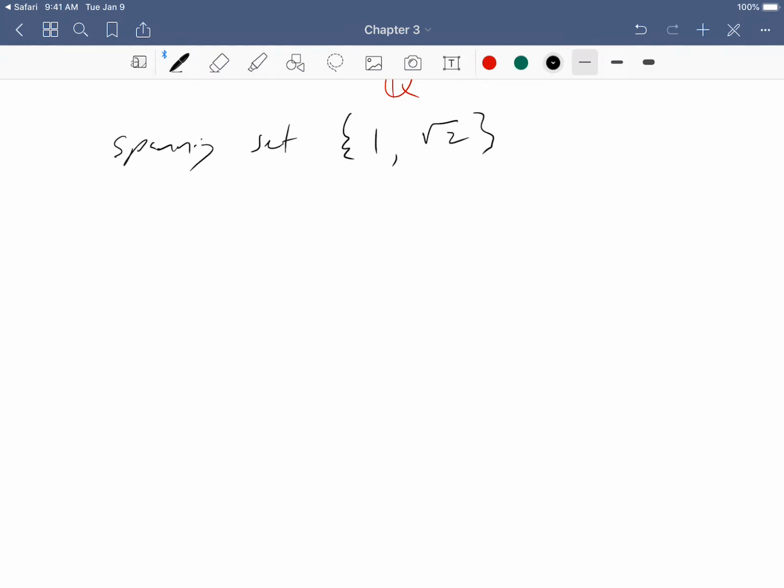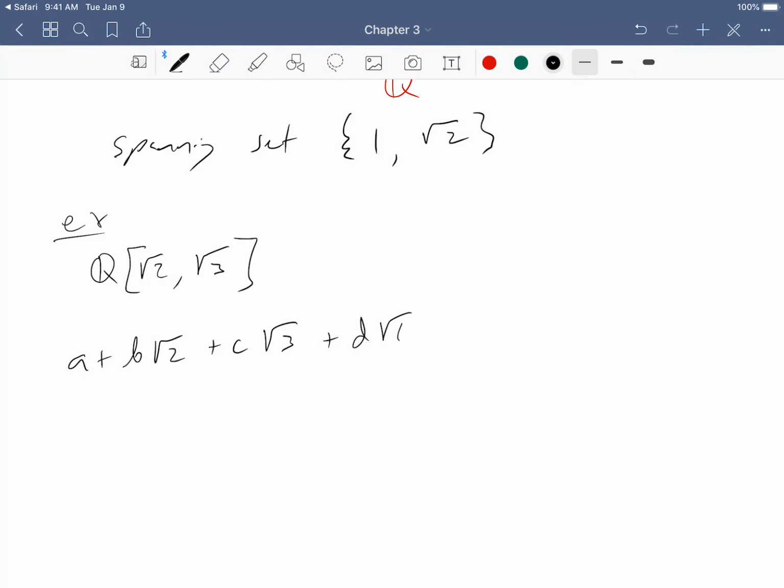So let's try one that's similar. So instead of Q adjoin root 2, let's do Q adjoin root 2, root 3. Okay, so remember our generic vectors here, those were the a plus b root 2 plus c root 3, and then because we needed to be closed under multiplication, we also had to add in root 6's. So we added in a d root 6.